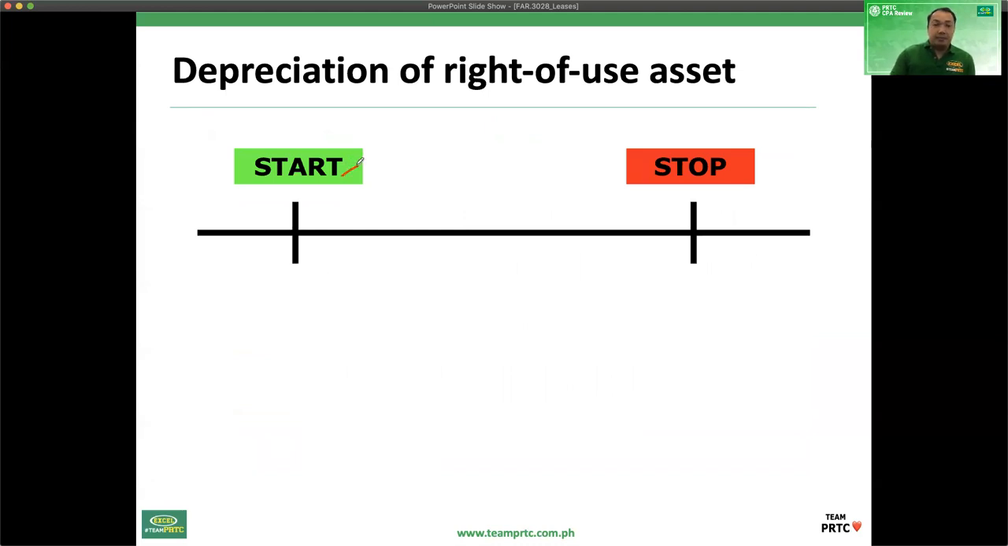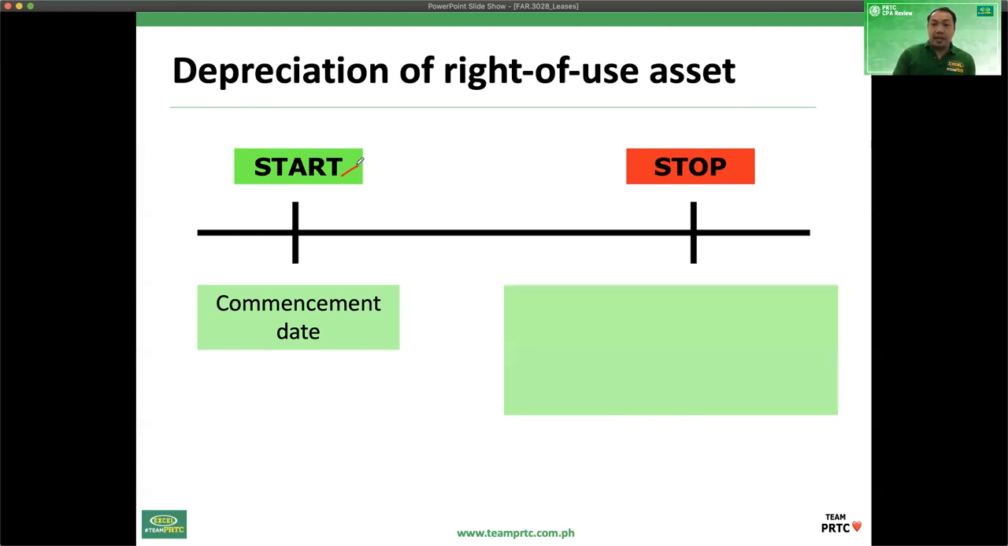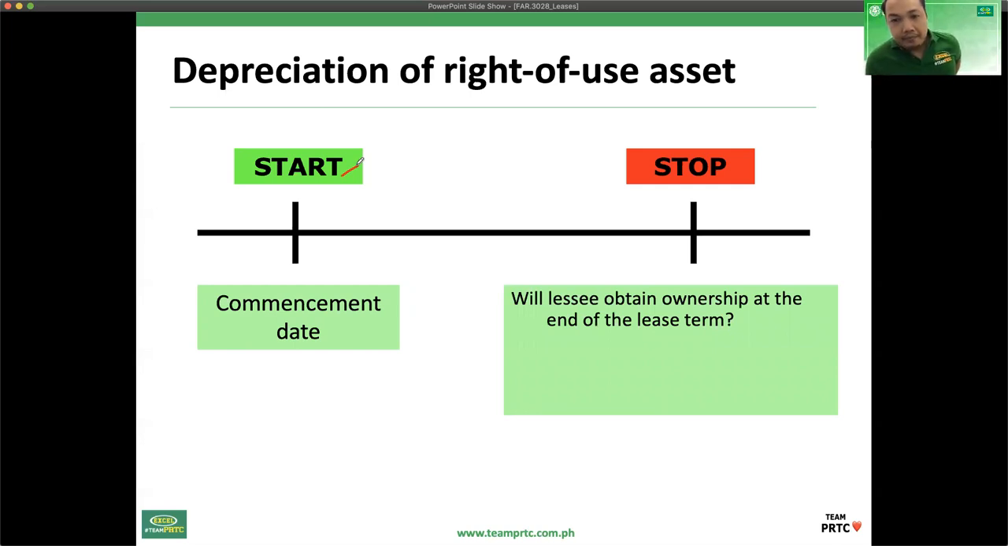Depreciation begins at commencement date. So, at commencement date, depreciation of right-of-use asset starts. When to stop? Ang ating guide question, will lessee obtain ownership at the end of the lease term? So, eventually ba ang magiging may-ari niyan si lessee? Pag ang sagot ay reasonably certain, then end of useful life. That's when to stop. At kailan reasonably certain? Kapag may transfer of ownership or mayroong option to purchase, and it is likely that the lessee will exercise the option.